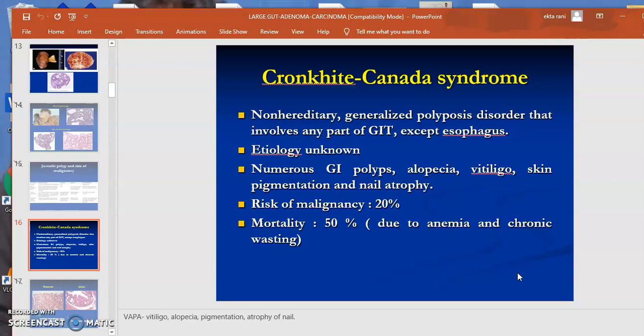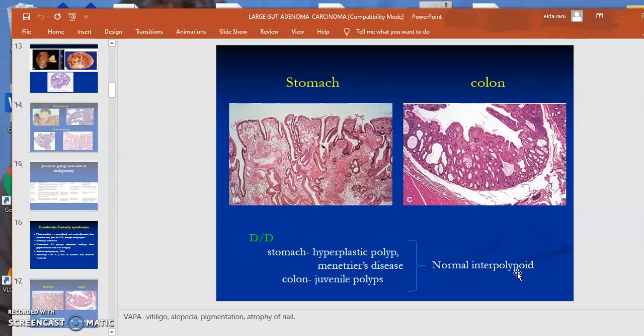Now another syndrome, Cronkite-Canada syndrome. It is a non-hereditary, generalized polyposis disorder that involves any part of GIT except esophagus. Etiology is unknown, and numerous GI polyps are associated with alopecia, vitiligo, skin pigmentation, and nail atrophy. Risk of malignancy is 20% and mortality is 50%.